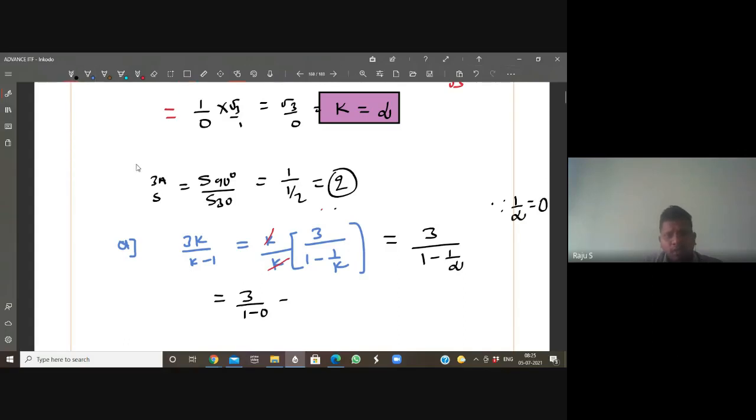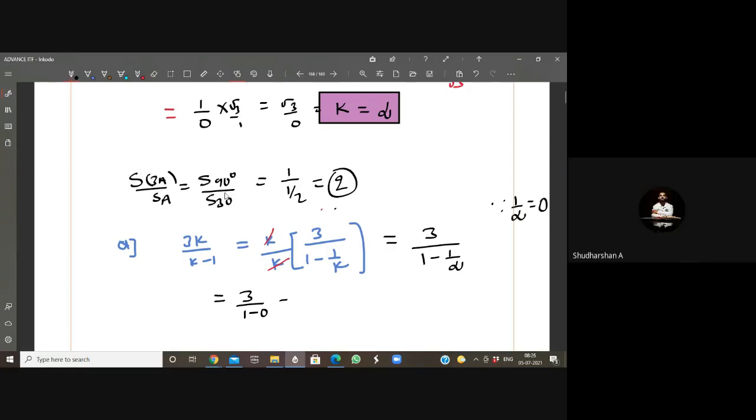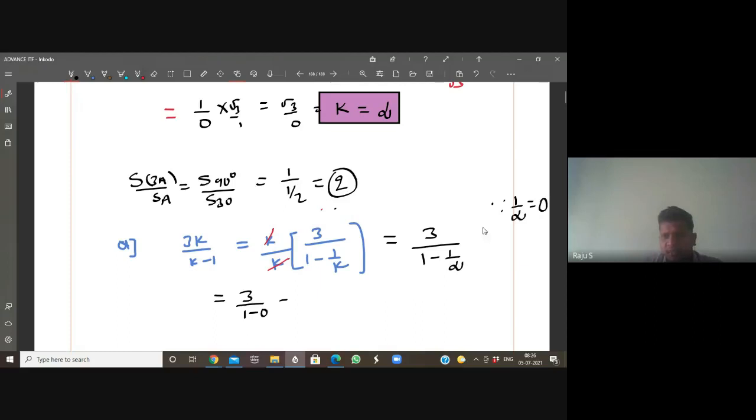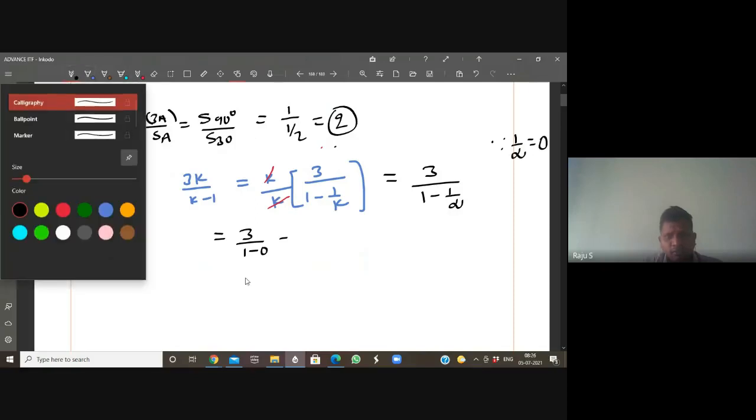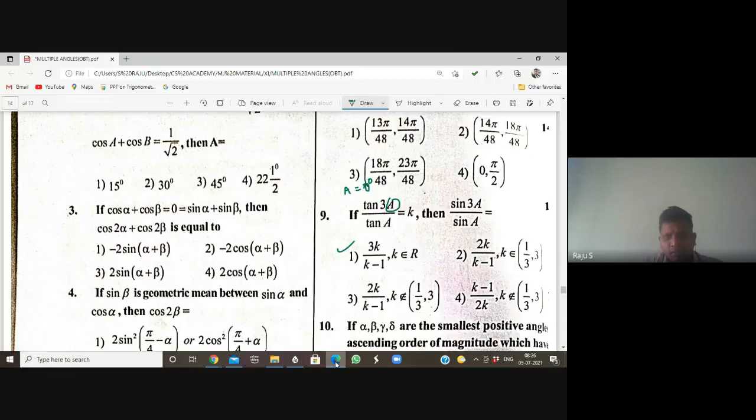So here sine 3a by sine a. Second option is correct. Let us see whether the second option is correct or not. How can you say the second option is correct? Because the third and second options will be the same.